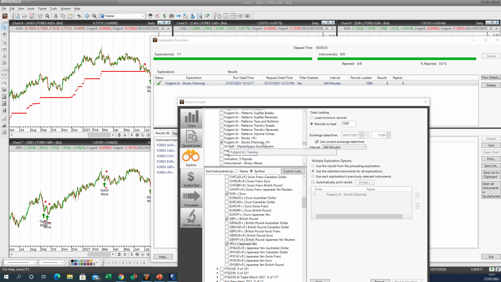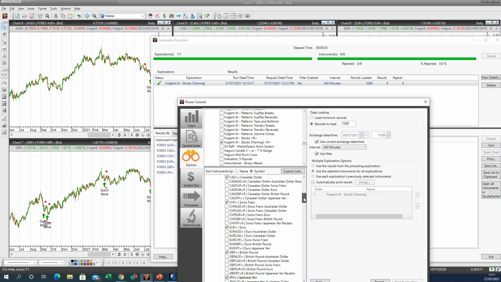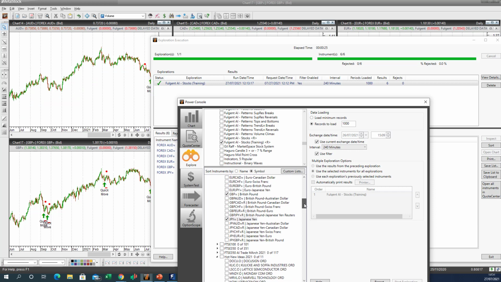I did the training earlier today. It took about 25 minutes for the AI to look at the 4-hour time frame, looking at 1,000 periods, and it analyzed these currency pairs looking for high probability trades. Now remember, we're only looking for trades that are 65% plus accurate in terms of probability of success. We're not looking for low probability trades.